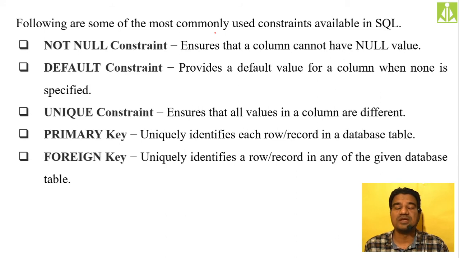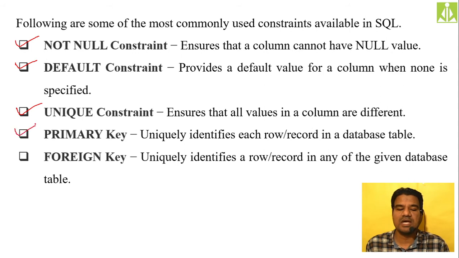Then the unique constraint avoids redundant entries. If you want all your salaries to be unique, or all your ages, or all your customer names to be unique, simply use this unique constraint on it. It ensures all the values are different. So the NOT NULL constraint avoids null value entry. The default constraint gives a default value for a column if you are not specifying any specific value. And the unique constraint ensures all values are unique.